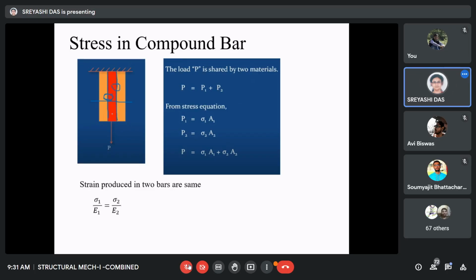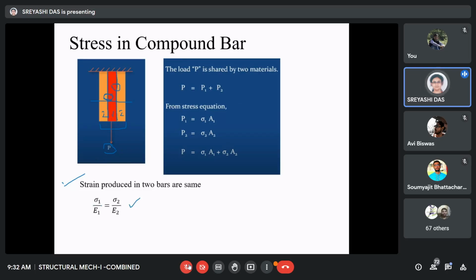So if the bar is behaving monolithically, then what will happen? The strain produced in the two bars will be the same. That is, for this load P, it will elongate like this. So the strain will be the same for this bar 1 and this one. Suppose this is of material 2. So for material 1 and material 2, in both cases, the strain will be the same. Strain same means sigma 1 by E1 is equal to sigma 2 by E2.